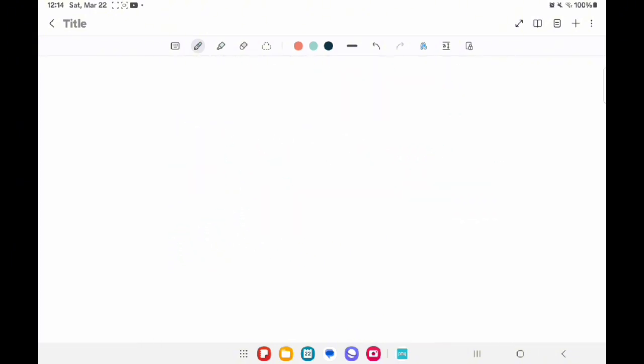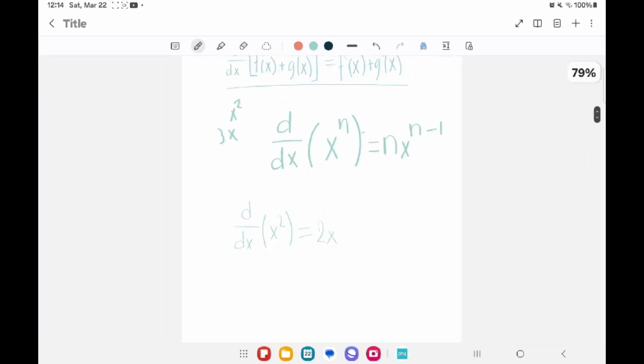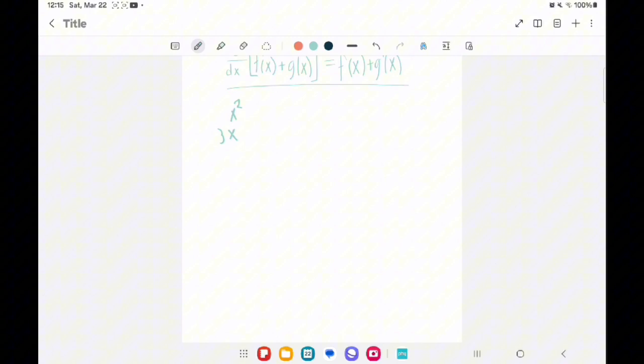So for the x squared, we get d over dx of x squared equals 2x. Now we need to find the derivative of 3x. This is a constant multiple rule. The derivative of ax is just the constant a.